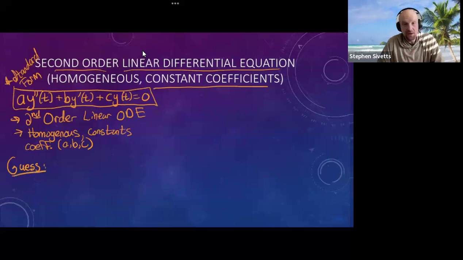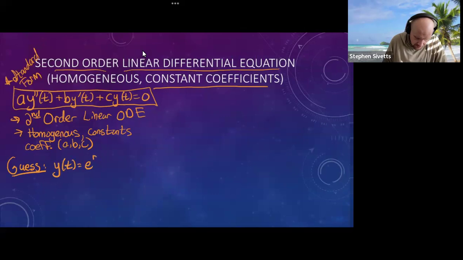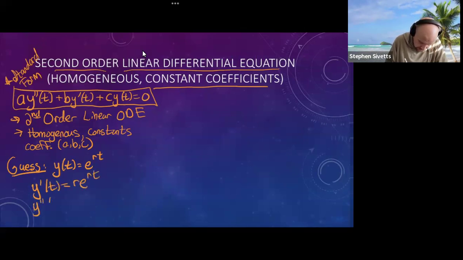So far, the exponential function worked out pretty nicely. So what if we have a general solution like this? A general solution may look like this: y of t equals e to the rt. Well, if I differentiate this once, y prime of t will be r times e to the rt, and then y double prime of t equals r squared e to the rt.